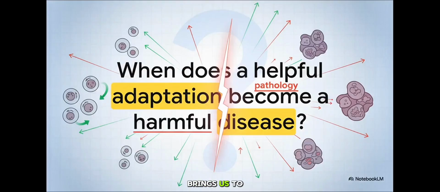And that really brings us to the big overarching question, doesn't it? These cellular adaptations are truly brilliant survival tactics. But they're always walking a tightrope. The line between a helpful adaptation that keeps a cell alive and a harmful disease that can ultimately kill the patient is razor thin. And understanding that boundary, well, that's at the very heart of pathology.